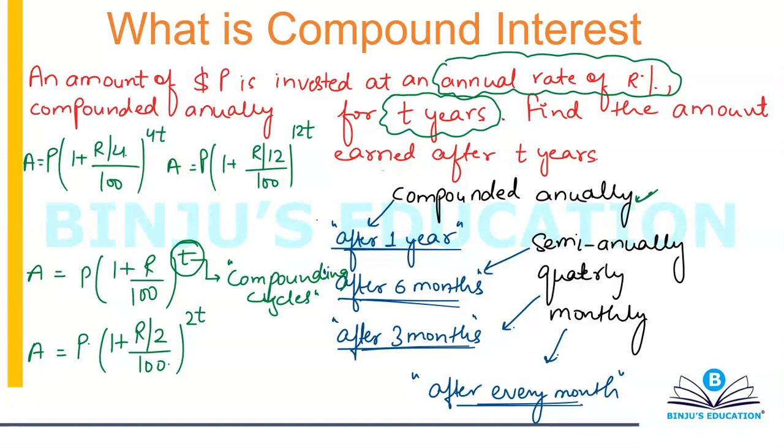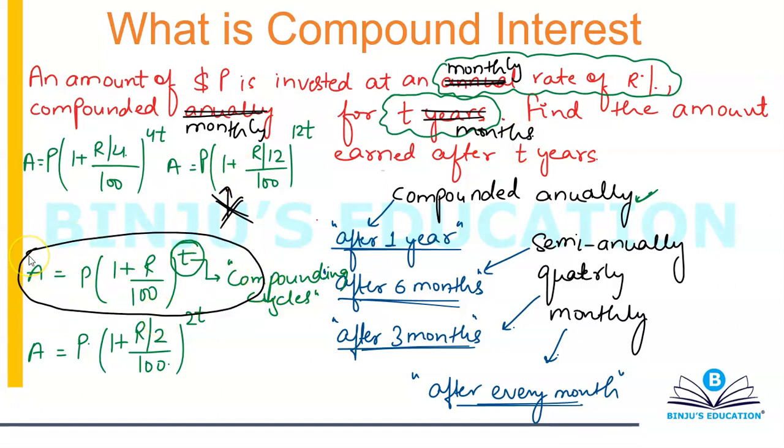Like what I mean to say is that instead of this annual, let's suppose it was a monthly rate of R% compounded also monthly for T months, then you will not use this formula. You will go by the basic formula, because now your compounding cycle, your time period, your rate of interest, everything syncs. This is what you need to understand. Alright, I hope this is clear to everyone.